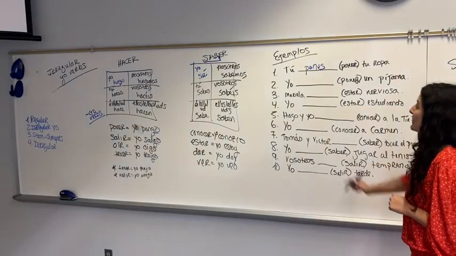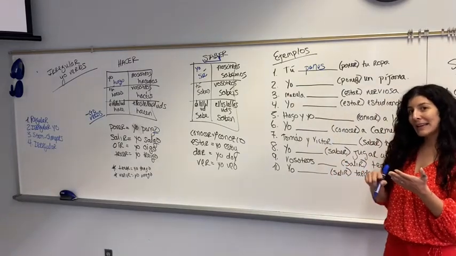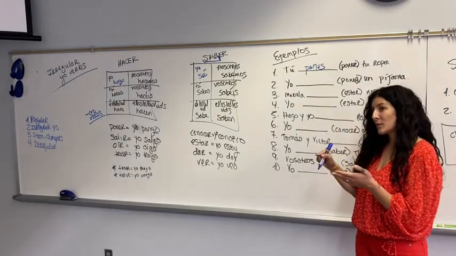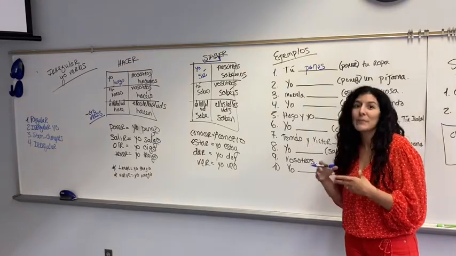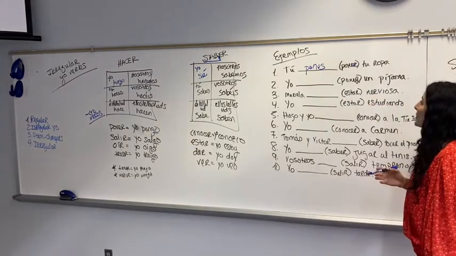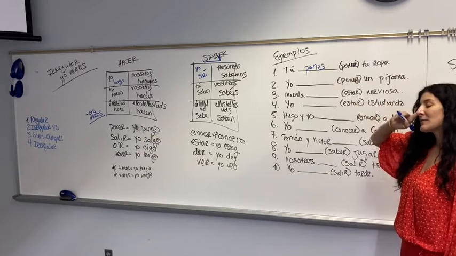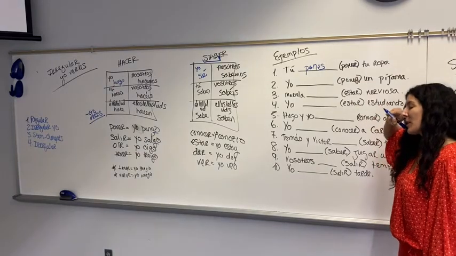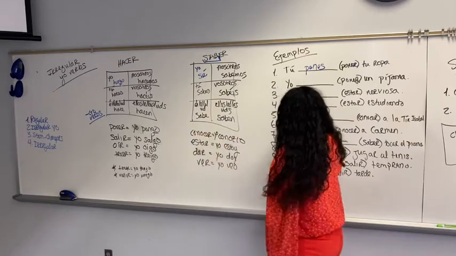Now, we immediately have a yo. So we know that poner is going to be in an irregular yo form, because it's part of that batch of words that we memorize as having to do with the irregular yo category. And so we think to ourselves, okay, the stem is going to change. I have to remember that the yo form of poner is always going to be pongo in the present tense.